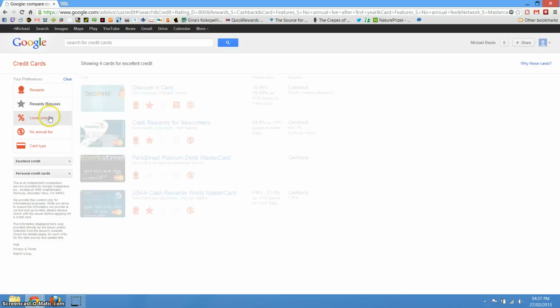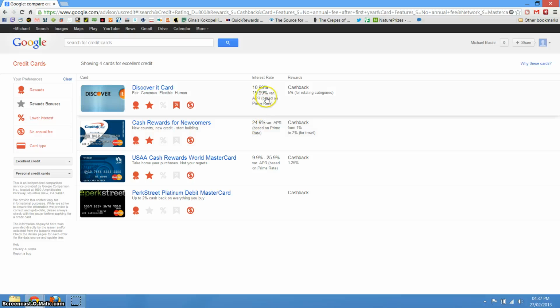Because right now I click lower interest and I have this interest rate is 10 to 19% and this rate is 24.9. So I'd be confused why a 10% interest rate and a 24% interest rate are both considered lower interest. So I'd like to see it broken up into categories.